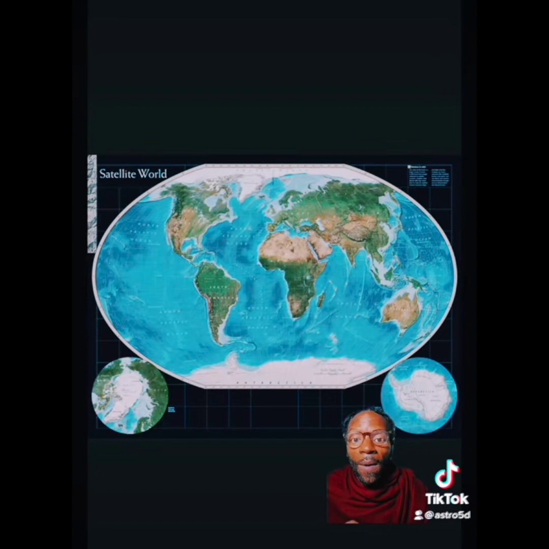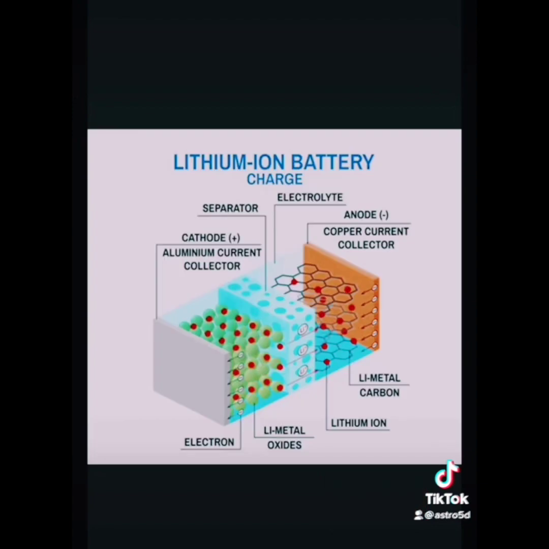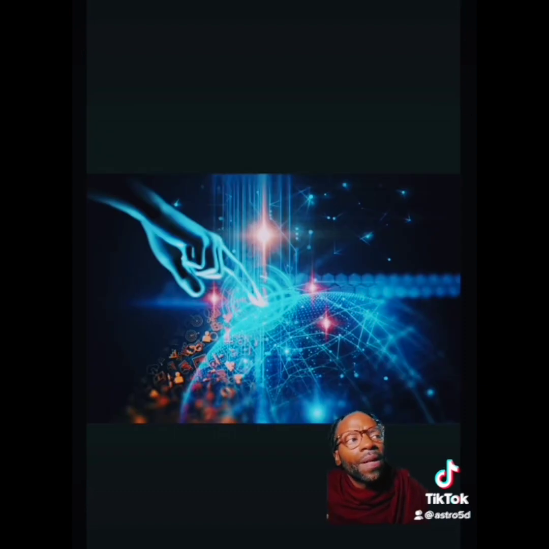That's a nice wall. So inside of a lithium-ion battery, the cathode is an aluminum current collector, and the negative anode is a copper current collector. You can see the electron on the left, the lithium metal oxides in the middle, and the lithium ion on the right. And then at the top, you have your separator and your electrolyte. So if you're thinking, why is that important? Don't worry, I got you.